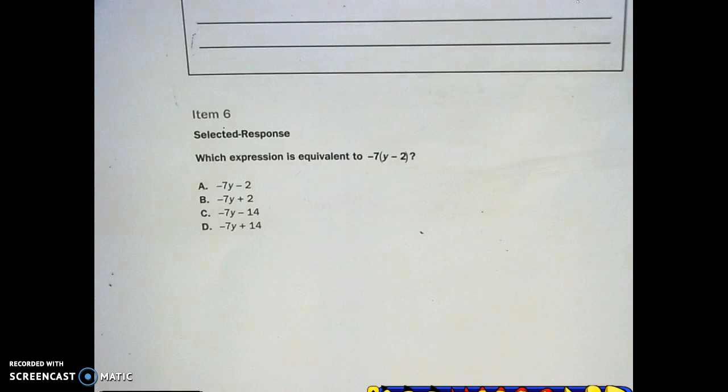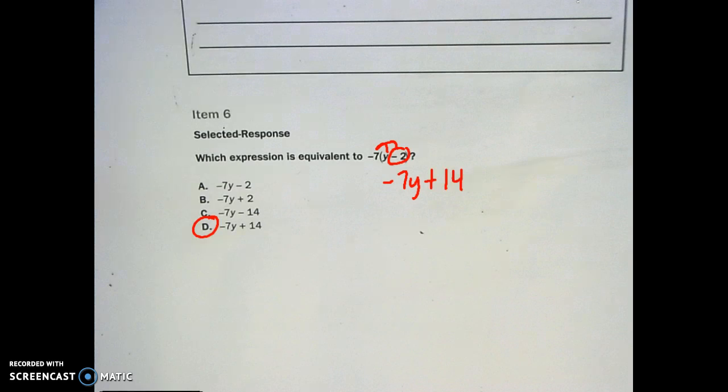Number 6, which expression is equivalent to negative 7 times y minus 2? Negative 7 times y is negative 7y. Negative 7 times negative 2 is positive 14. So the answer is D, negative 7y plus 14.